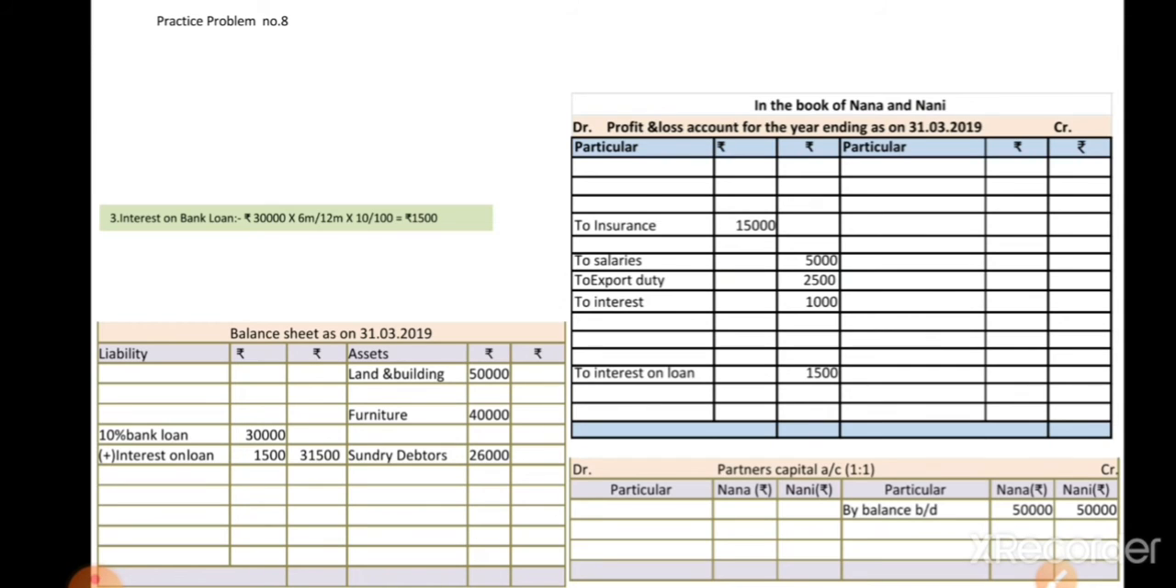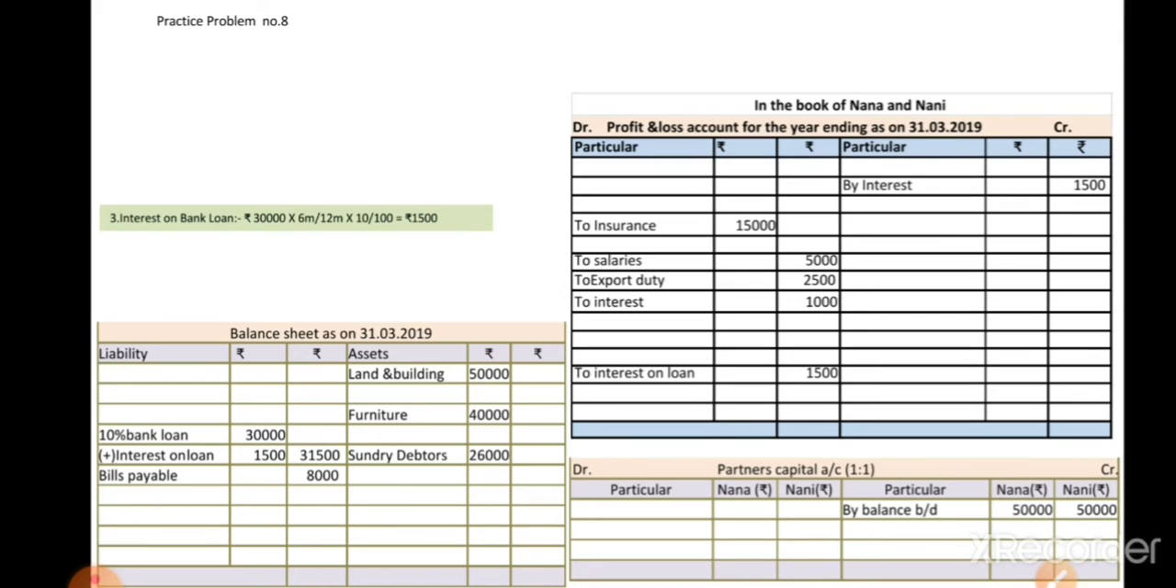Next, there is interest. Interest is an income, so we show it in the profit and loss account credit side, by interest, amount 1,500. Last item is bills payable, which is a current liability. In the balance sheet liability side we show it as bills payable 8,000.